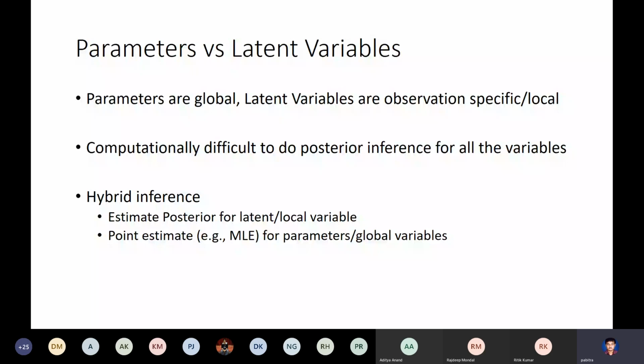So often what we do is a trade-off. We do a point estimate, say MLE or MAP, for the parameters. We do a single point estimate. We are not really interested in the distribution of theta. We are interested in a single value of theta. Whereas we do a full posterior estimate for the Z values, the latent variables, or the local variables. For them, we are interested in the distribution. So this reduces the complexity. This is called a hybrid inference technique. We'll soon see an example of this hybrid inference technique.